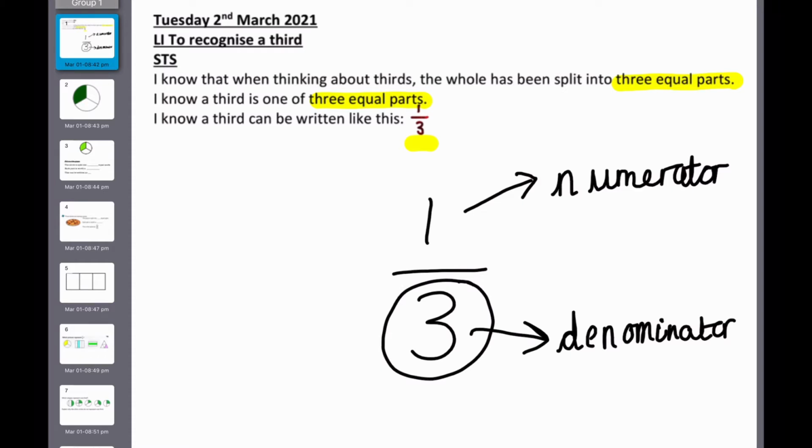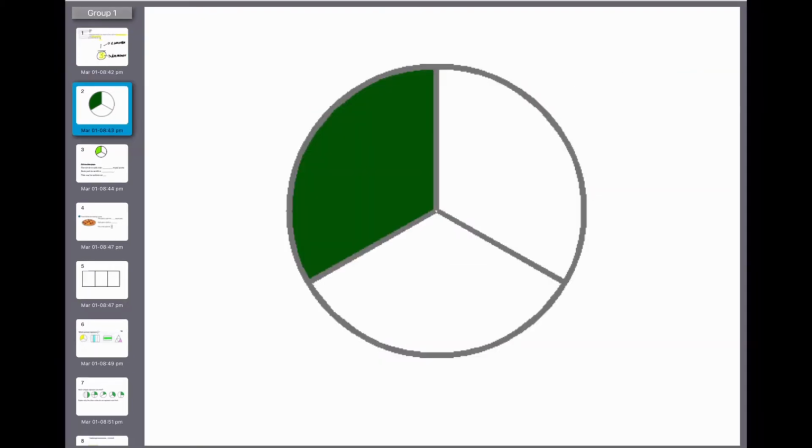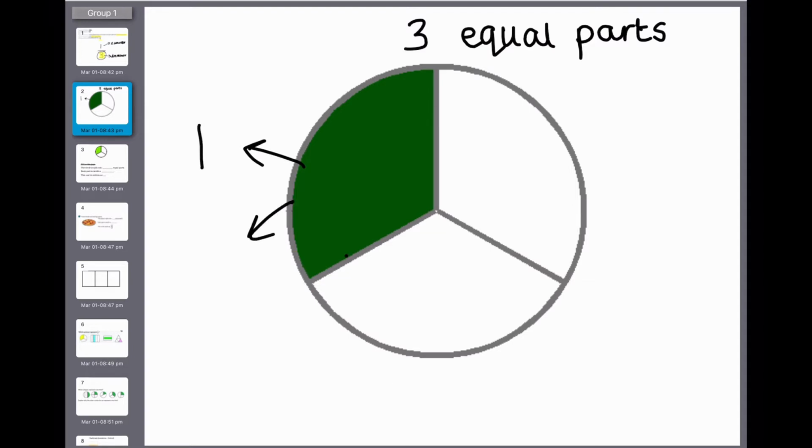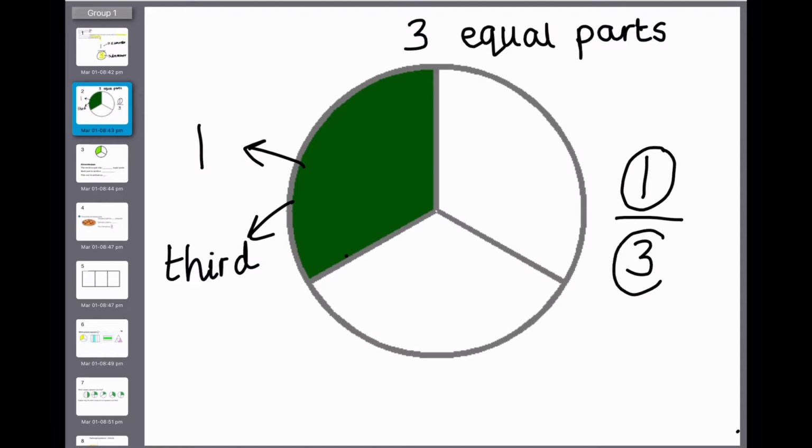So when we're looking at thirds, we divide our whole into groups of 3. The circle has been divided into 3 equal parts. One of the parts is shaded. This is a third. We can write a third like this: 1 out of 3. 1 part is shaded out of 3 altogether.